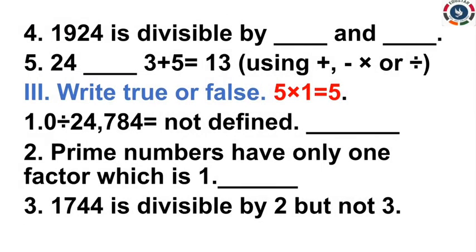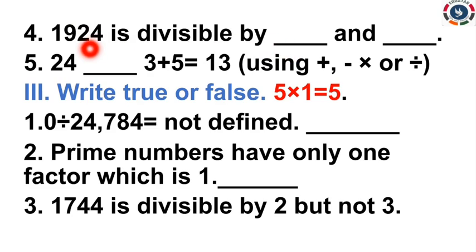The next one, fourth one, 1924 is divisible by dash and dash. What is the last digit? 4 is there. So it is divisible by 2. So 1924 is divisible by 2.